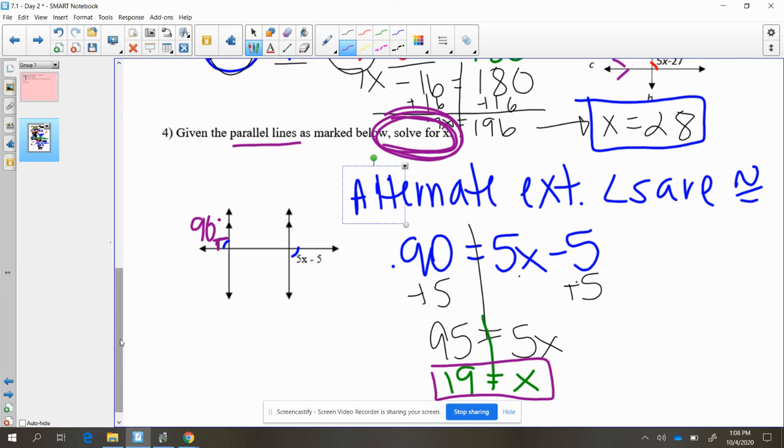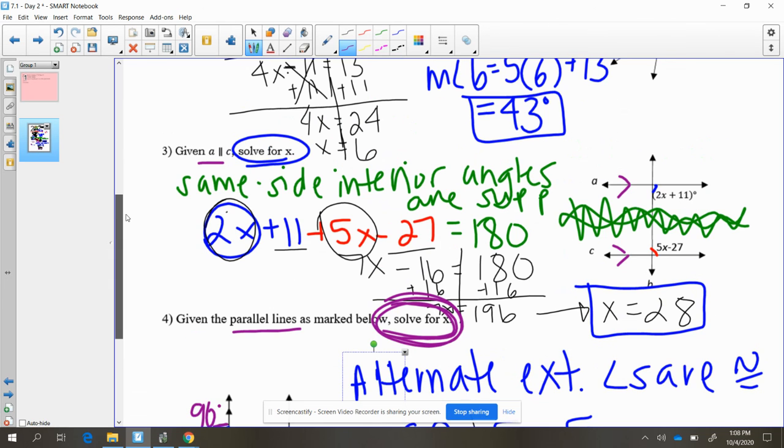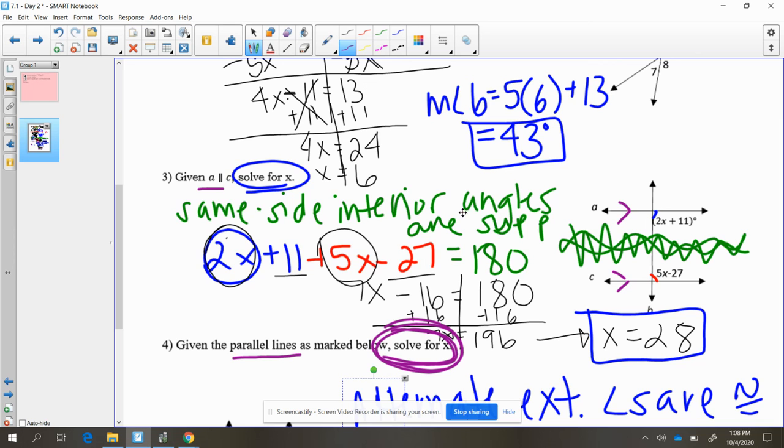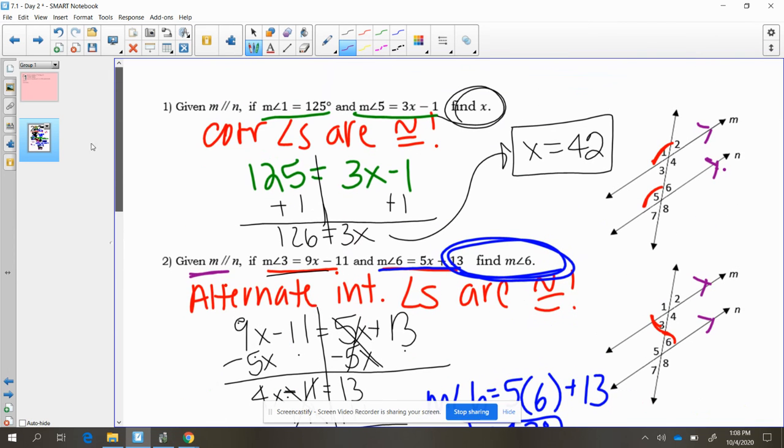So hopefully this helps clarify some of the solving. Again, setting up. The big thing, alternate interior, alternate exterior are congruent. Same side interior, exterior are supplementary. And of course, our corresponding angles are congruent.